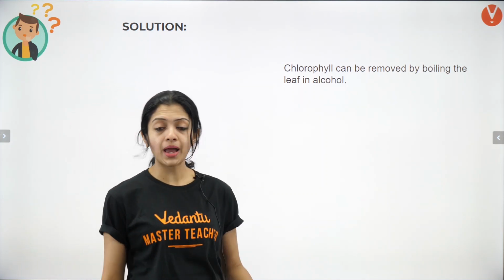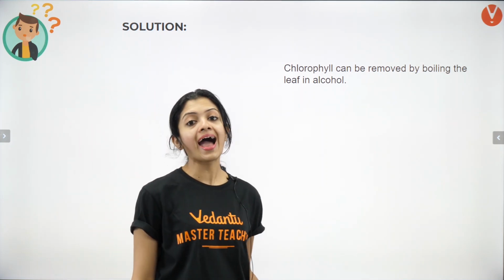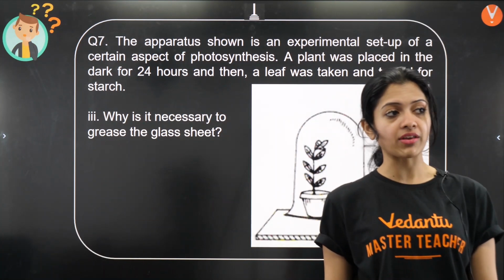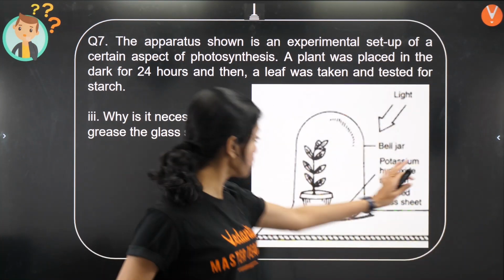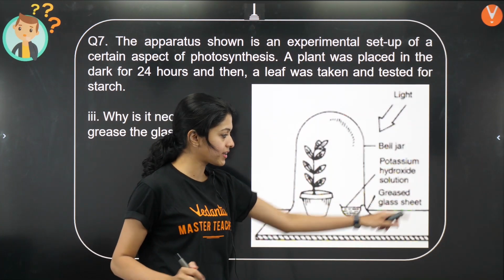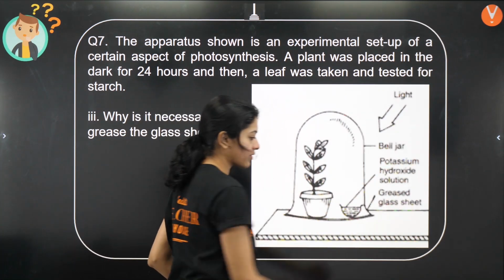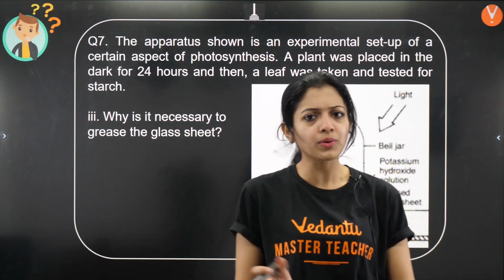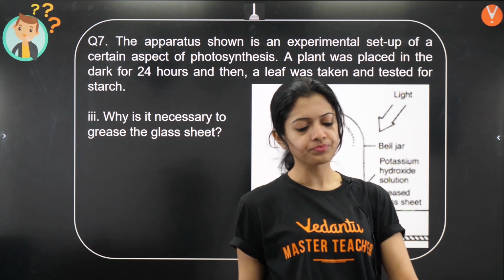Chlorophyll is removed by boiling the leaf in alcohol. Okay, yes. The next one, why is it necessary to grease the glass sheet? Now look at that, it's labeled as a greased glass sheet, this one, right? Why is this necessary? Why is it greased? Can't we just place any glass sheet?